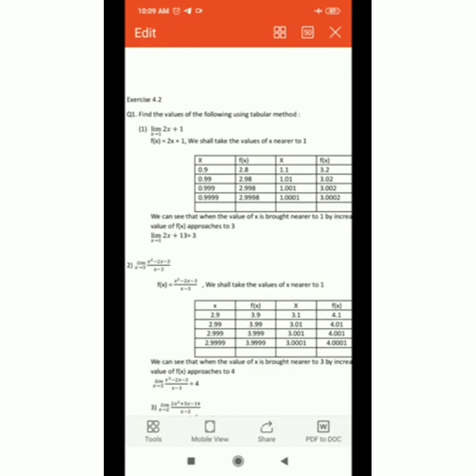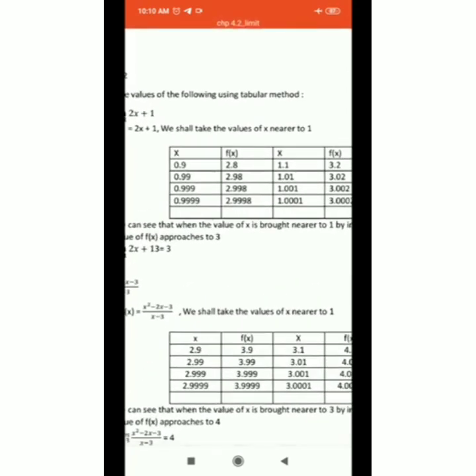Limit x tends to 1, 2x plus 1. Now here we can see that the value of x is equal to 1. So for calculating the tabular method, in the first column, we'll be subtracting 1 minus 0.1. So we get the answer 0.9. Now putting that in the equation f(x) equal to 2x plus 1, in the x value we'll be putting 0.9. So we get the value of f(x) as 2.8.